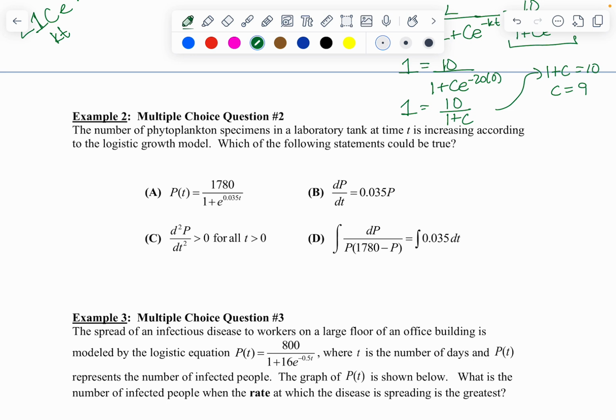The number of phytoplankton specimen in a laboratory tank at time t is increasing according to the logistic growth model. Which of the following statements could be true? So in this problem, you have to identify the logistic differential form and the logistic general form, right? So we need the differential form and the general form. So we know that, so which of the following statements could be true?